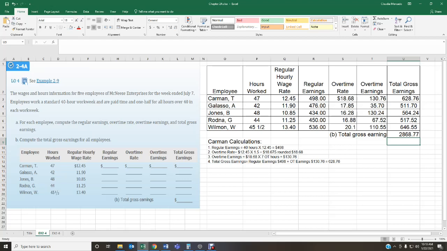Okay, remember your regular is always the rate times 40 hours. Your overtime rate will always be your regular rate times 1.5. Your overtime earnings will always be your overtime rate times the number of hours over 40. And then your total gross earnings will be your regular earnings plus your overtime earnings. Okay, so that is the first exercise that we're covering.